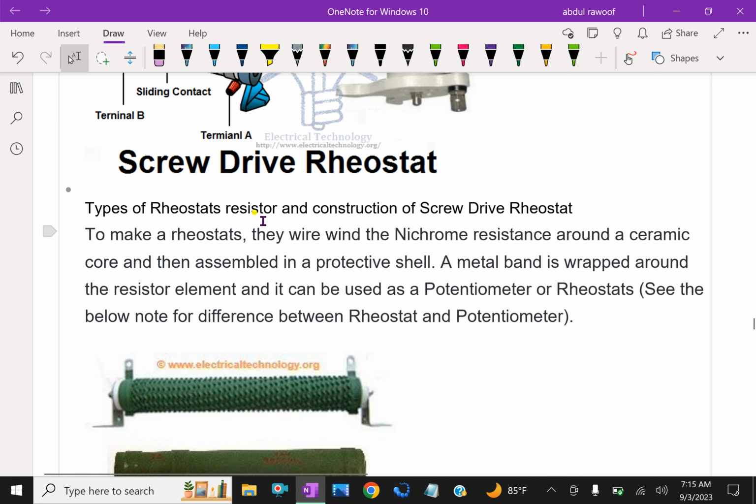Types of resistors and construction of a screw drive resistor here. To make this resistor, the nichrome resistance wire is wound around a ceramic core and then assembled in a protective shell, that is like here.